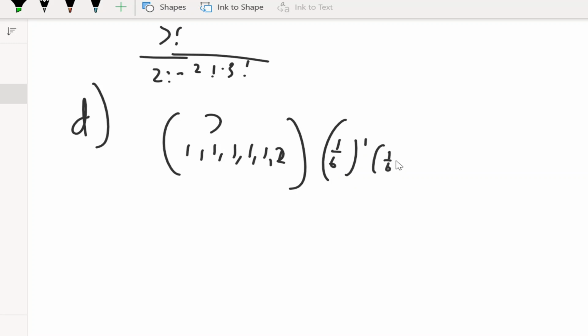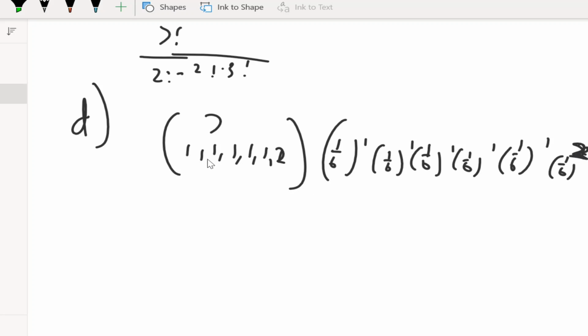So 1/6 to the 1 power, 1/6 to the 1 power, and so on, and then 1/6 to the second power for that number that appears twice. But we're not done here. You have to think about how many possible ways there are to arrange this.